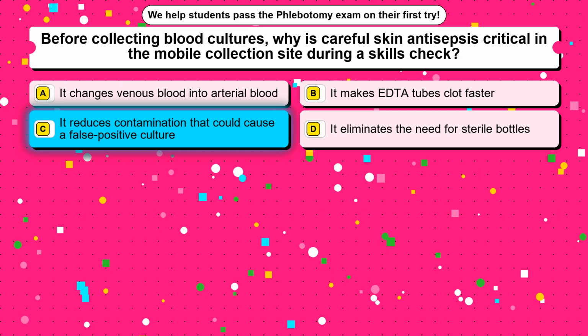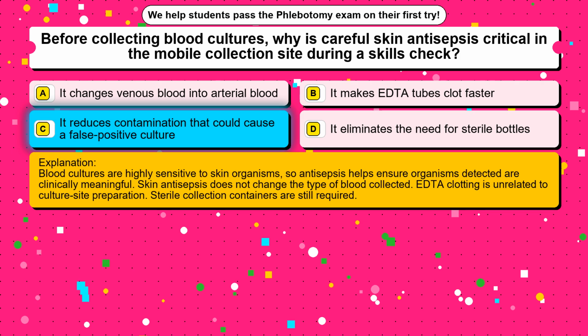It reduces contamination that could cause a false positive culture. Blood cultures are highly sensitive to skin organisms, so antisepsis helps ensure organisms detected are clinically meaningful. Skin antisepsis does not change the type of blood collected. EDTA clotting is unrelated to culture site preparation. Sterile collection containers are still required.